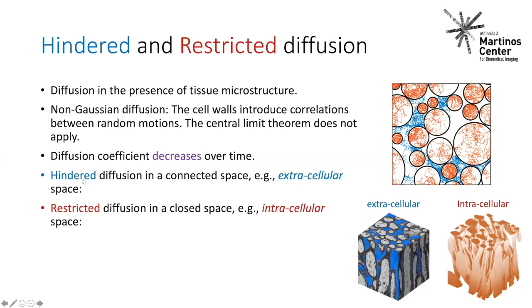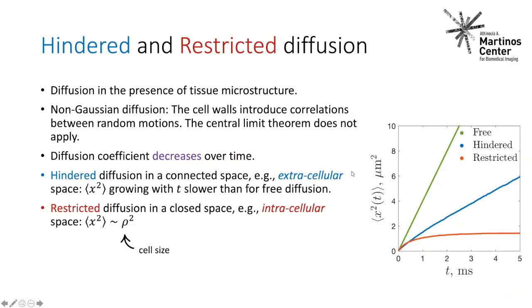So hindered diffusion is a diffusion in a connected space, for example, in extracellular space, like these blue trajectories here. And restricted diffusion is diffusion in closed space, for example, in the intracellular space.